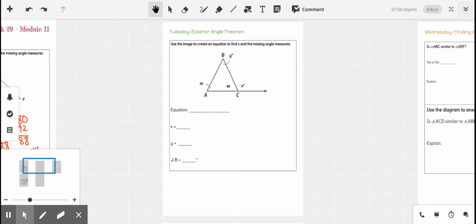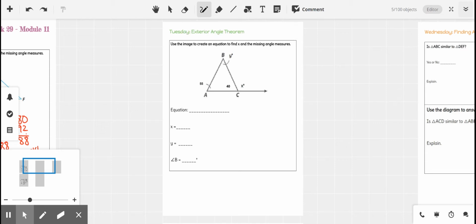Now, if you notice on this triangle, it has a little tail hanging off of angle C. This is what we will be finding today. Our instructions are asking us to use the image to create an equation to find x and the missing angle measurements. Let's get started. First, we want to create an equation for x.